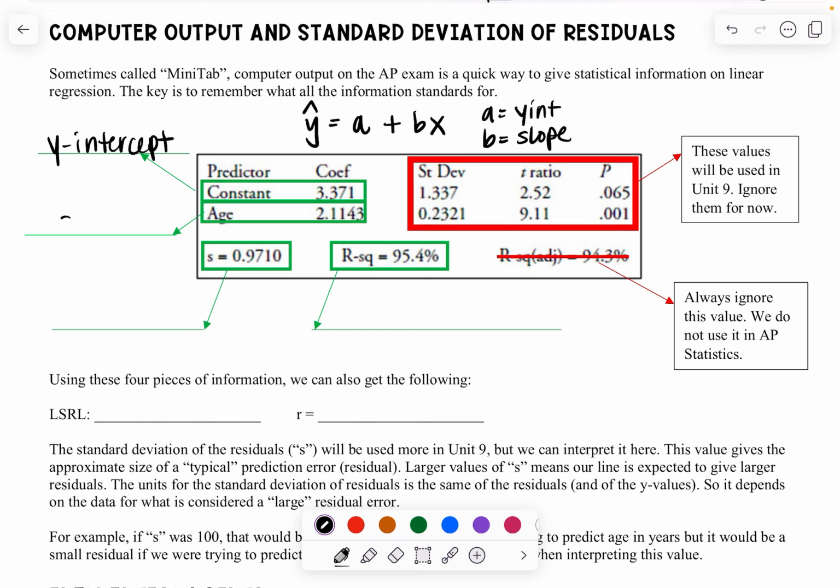The other part, the slope, is going to come in for whatever your x variable is. In this case, our x variable for this particular computer output is age. So I will be plugging in age and getting out a response variable. It may say age, it may say hours, it may say number of homes or something along those lines, but they will have something indicating what the x variable is.